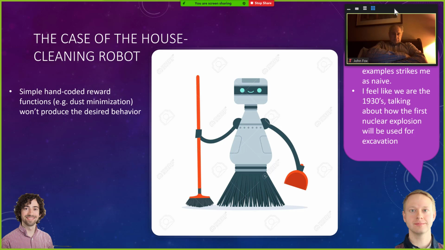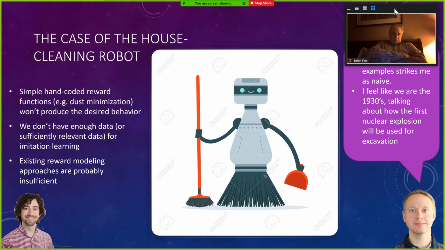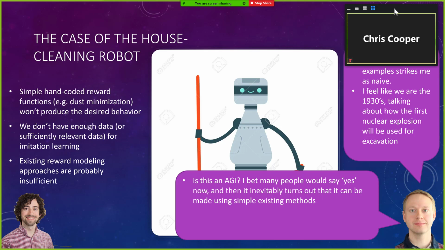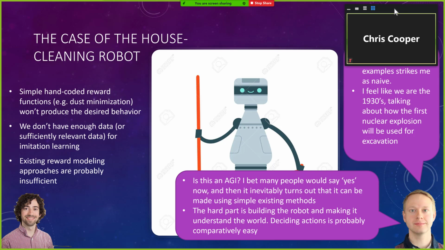Ben Garfinkel makes the following claims: that if you make really simple reward functions like dust minimization, then that won't work. We don't have enough data for imitation learning, and existing reward modeling approaches are probably insufficient. So we need something like alignment. I think I would disagree. There are probably a lot of people who would say cleaning a house, that's AGI, but I think actually that this is something that does not in any way require any interesting methods. The hard part is building a robot. That's really hard. And the other hard part is making this robot understand the world. But once we have that, then figuring out what actions you should take is probably really easy, at least comparatively easy, right? You can't literally solve it in 5 seconds by saying dust minimization, but if you spend like half an hour by the clock, you can probably get really far.